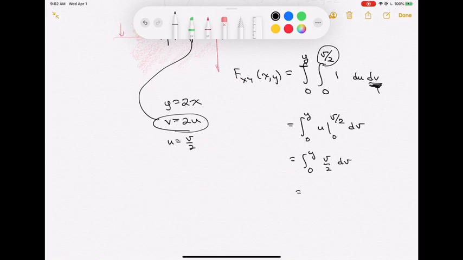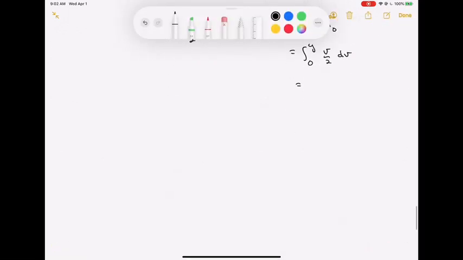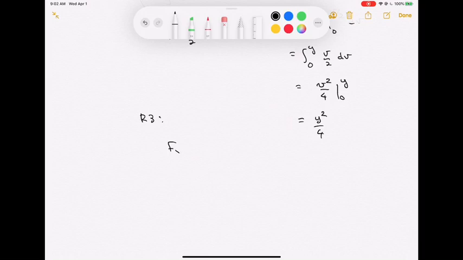Integrating a v by 2. Integrating v, that's going to be a v squared by 2, so I'm going to get a v squared by 4, going 0 to y. Go ahead and plug those in. I get y squared by 4. So in this particular case, for region 3, we might call that guy, right, my F_XY of little x, y is equal to y squared by, whoops, not 2, but by 4.